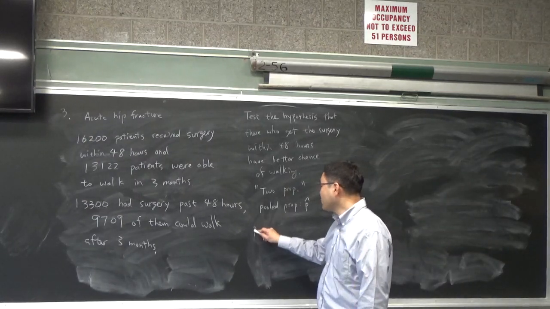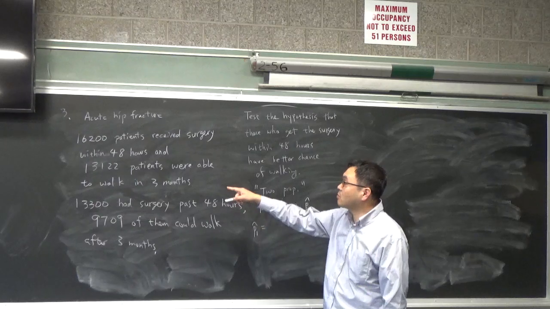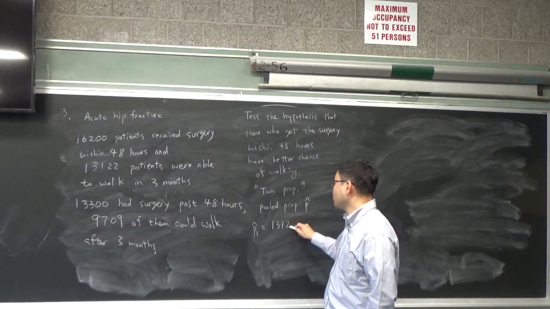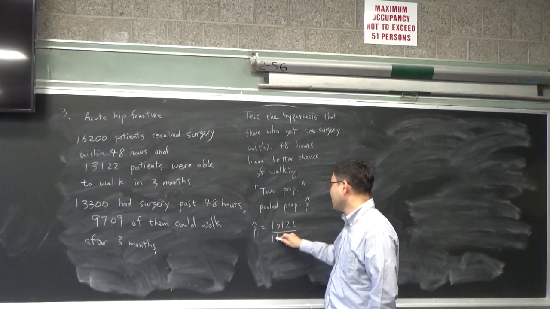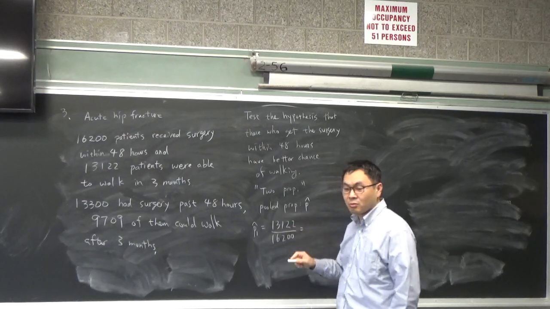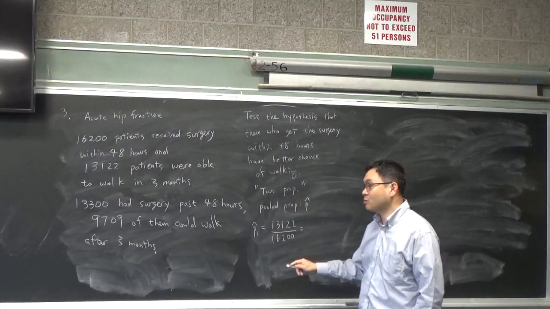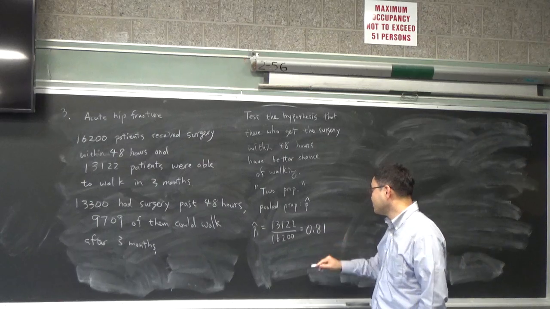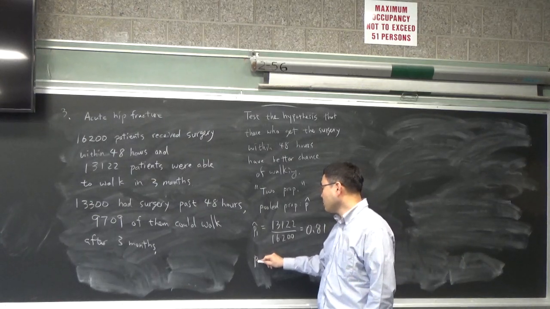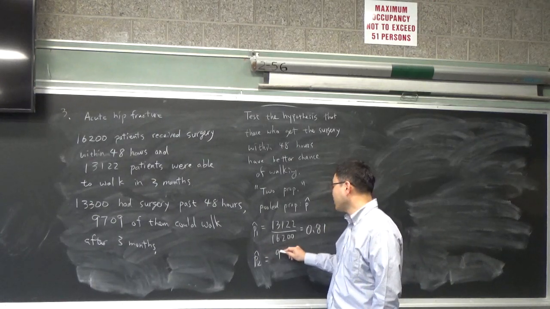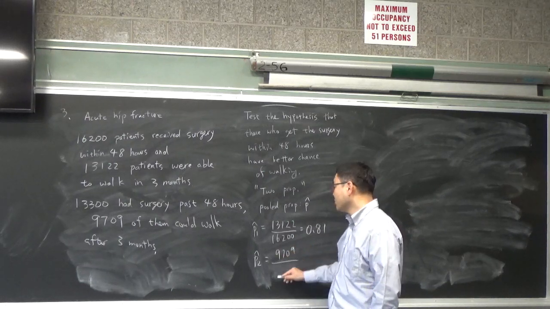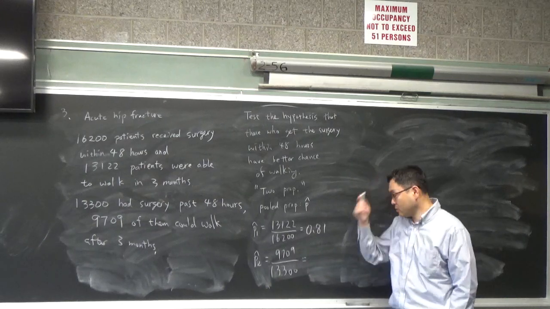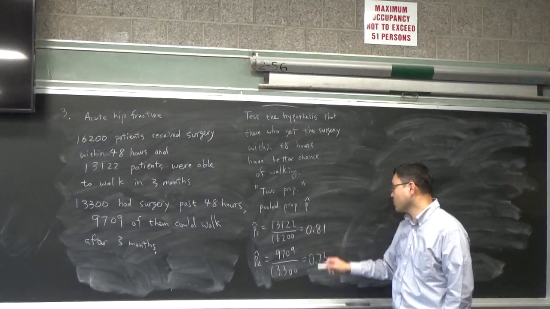So first, P1 hat is the proportion from the first one, which is 13,122 divided by 16,200. Help, please. Anyone with the calculator? 0.81. 0.81, thank you. And P2 hat would be 9,709 divided by 13,300, which is 0.73. 0.73, thank you.